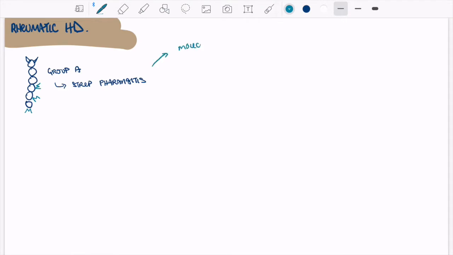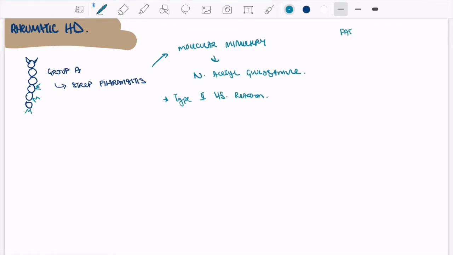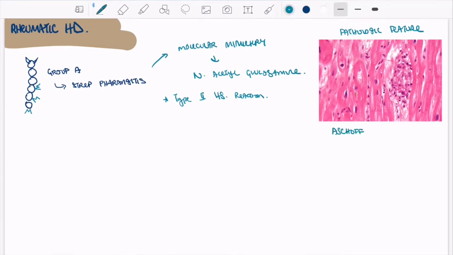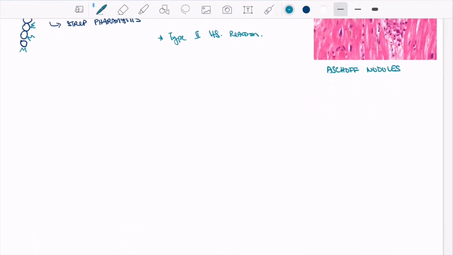These antibodies cross-react with proteins in our own body, which then undergo molecular mimicry and attack a structure known as N-acetylglucosamine. These are seen in connective tissues and cause a wide range of reactions. So these reactions are considered a type 2 hypersensitivity reaction. The pathological feature of rheumatic fever are Aschoff nodules, which are found in heart cells during inflammation.